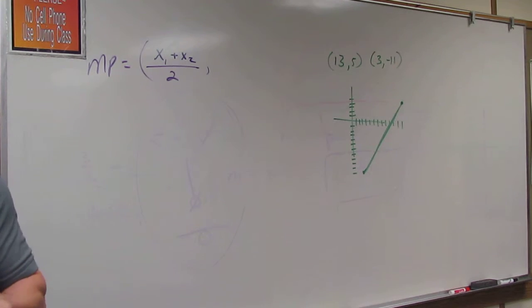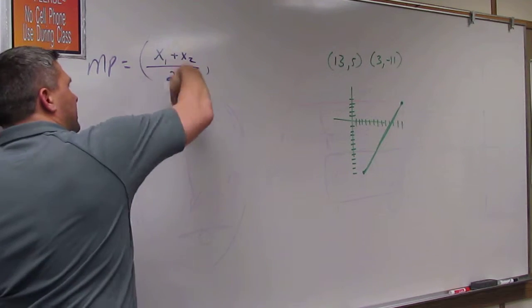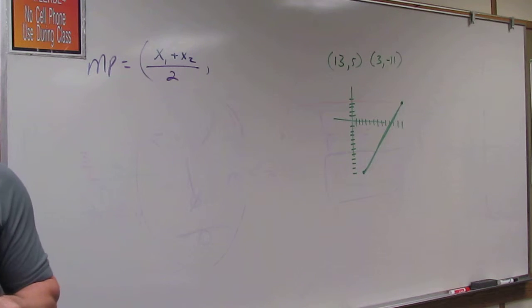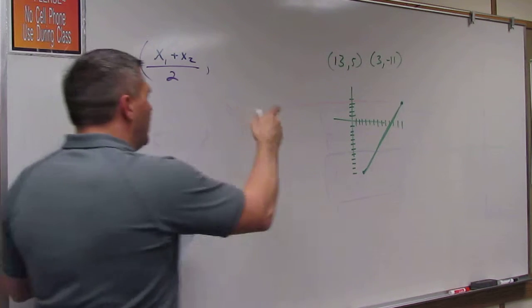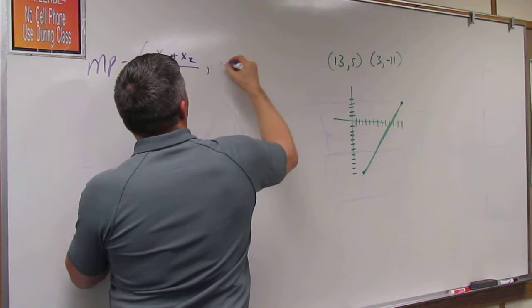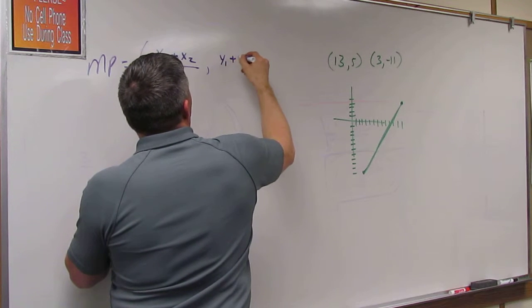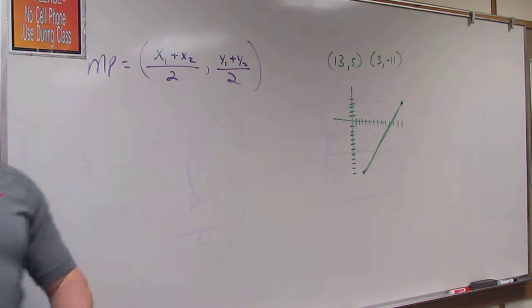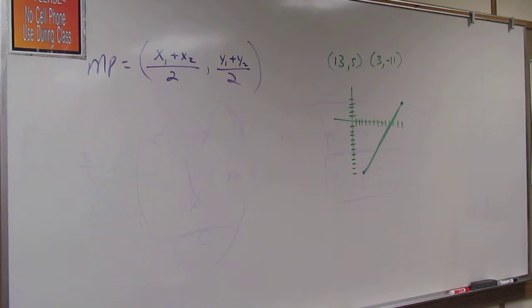Your midpoint is going to equal, in the x, x sub 1 plus x sub 2 divided by 2, because you're finding the mean of the x's. And the mean of the y's, you're going to find y sub 1 plus y sub 2 all over 2. And so then you'll end up with your true midpoint, which is just the mean of the two.